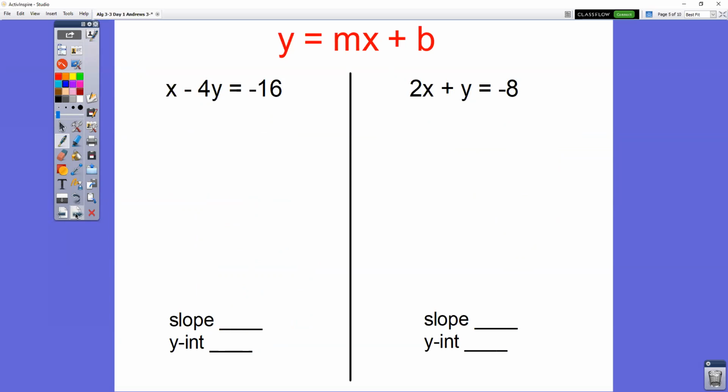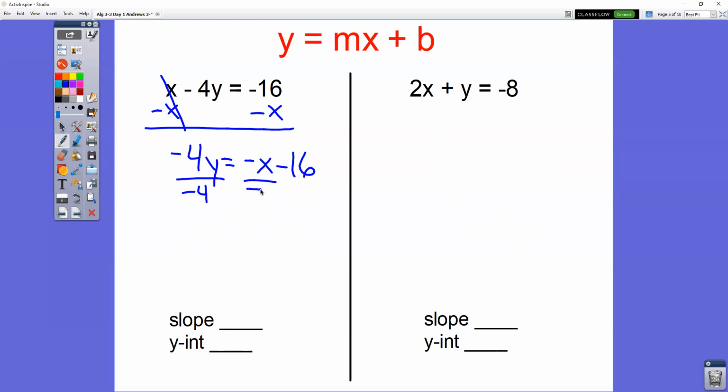Again, something weird happens in this one too. All right, so I want to show you it. Trying to get this negative 4y all by itself, we need to do minus x and minus x. So we have negative 4y equals, I can't subtract these, but I want to switch around the order. So negative x minus 16. Divide by negative 4, and negative 4.